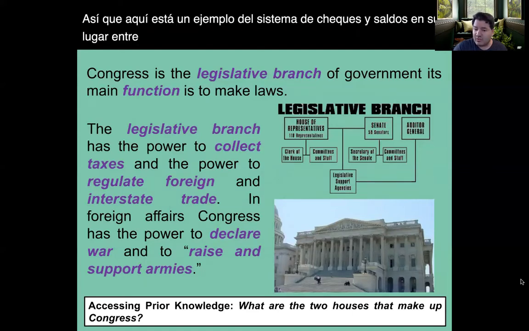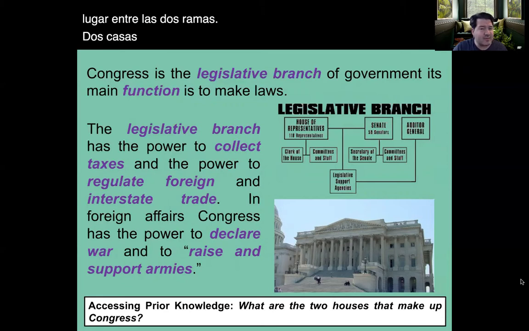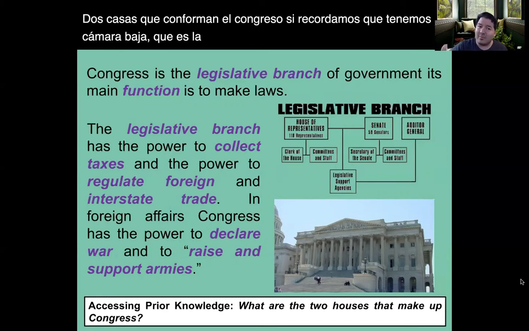What are the two houses that make up Congress, if we remember? We have the lower house, which is the House of Representatives, and the upper house, which is the Senate.